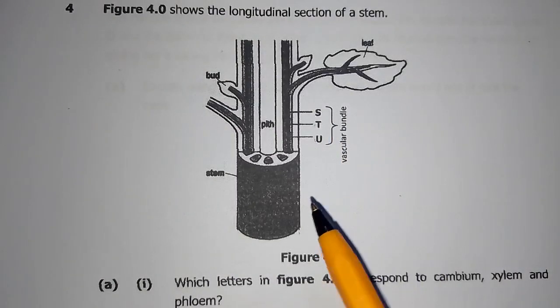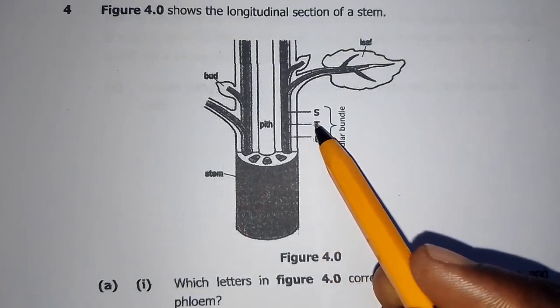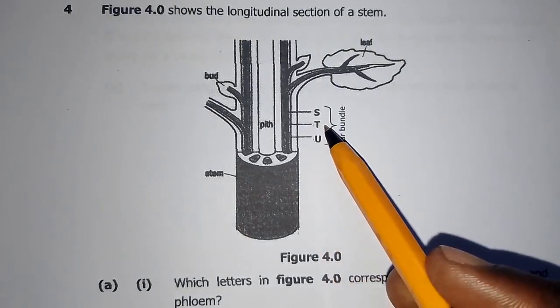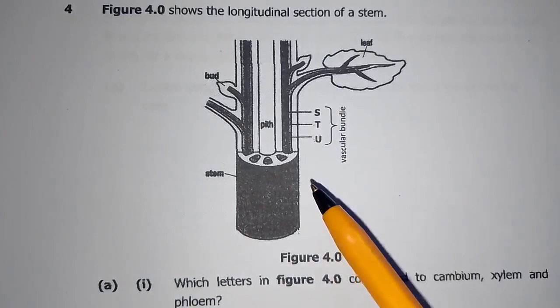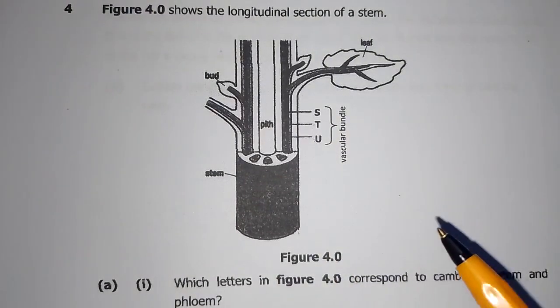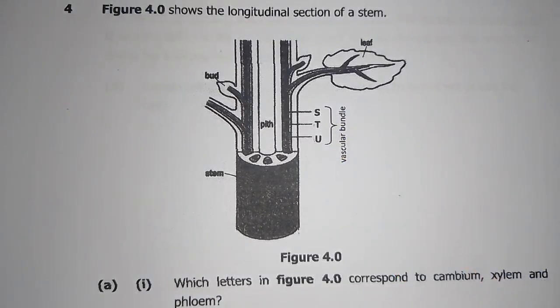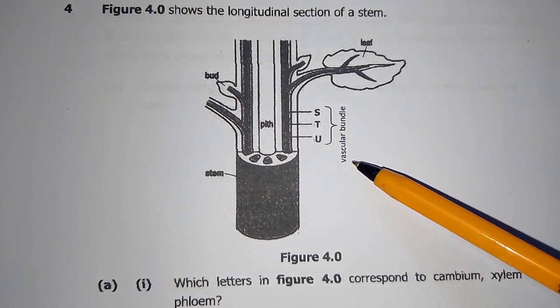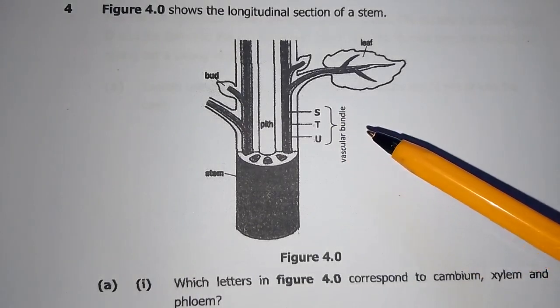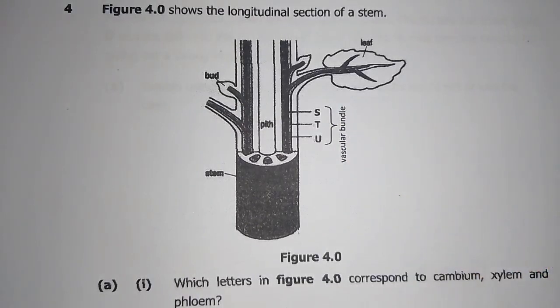So this thing here, have you seen where we've got this part? We've got S, we've got T, we've got U. Then these are vascular bundles. So this question is under vascular bundles. Hope we are able to understand this one. I believe no one is having some difficulties on this.